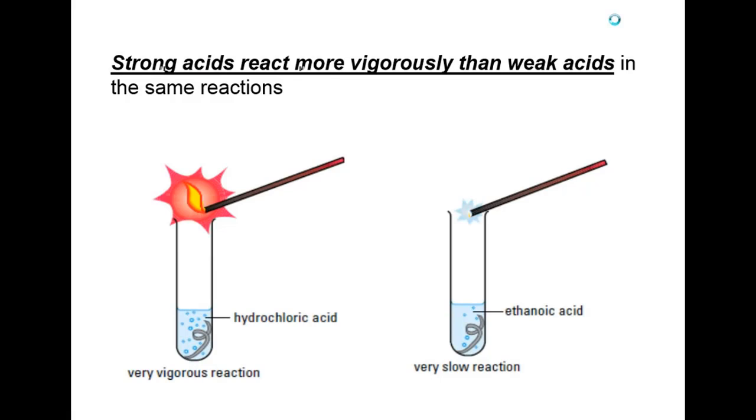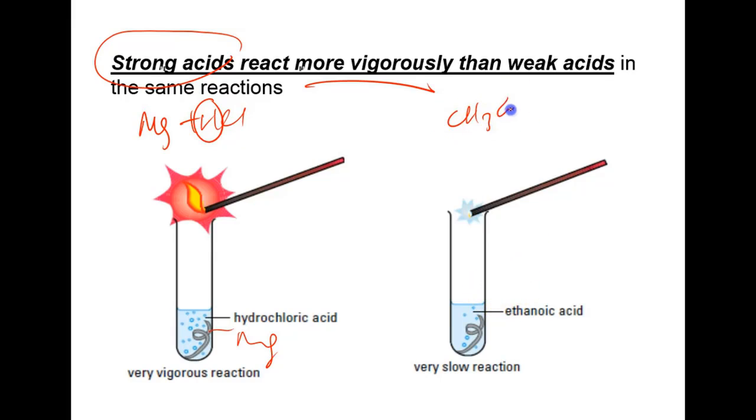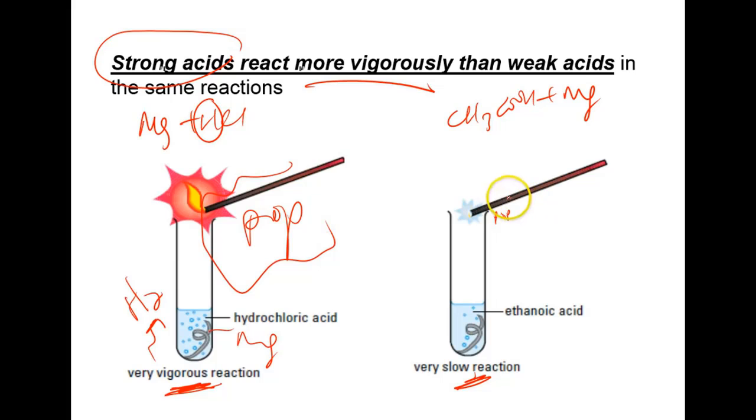So as a result of this, what happens? It means that strong acids react more vigorously than weak acids in the same reaction. So if I have magnesium ribbon here, so Mg plus HCl, I have a lot more H plus compared to ethanoic acid. Because I have a lot more H plus, the reaction proceeds more vigorously, and I get more H2 gas being evolved. And as a result, when I do my lighted splint test, there's a much louder pop sound. A loud pop versus a small tiny pop.